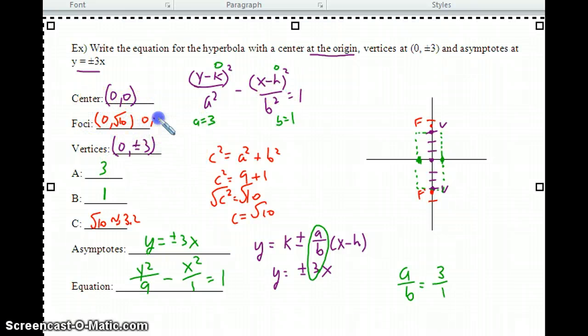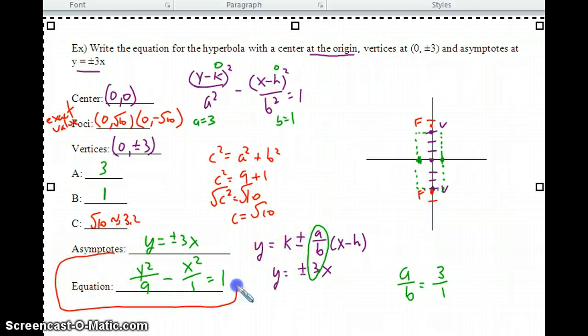And 0, comma, negative square root of 10. Again, notice I'm giving an exact value here. I'm not adding the approximately 3.2 to that. So really what the question was asking for was this. But I wanted to go through and find all of the information that was listed out here as well.